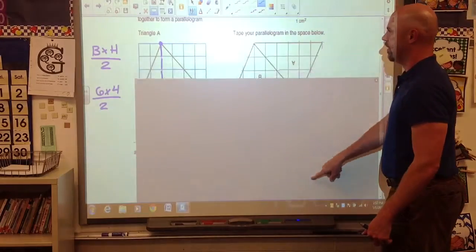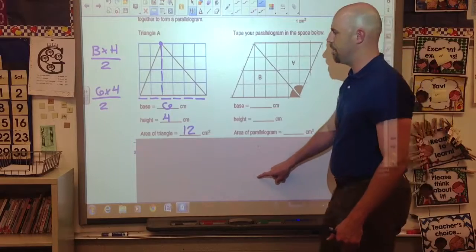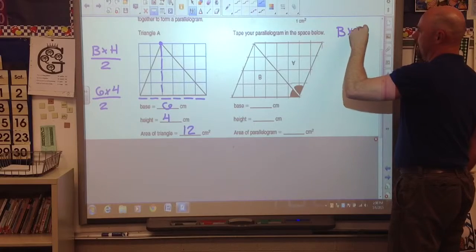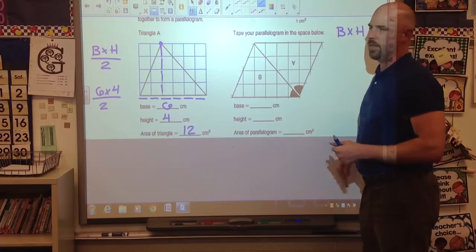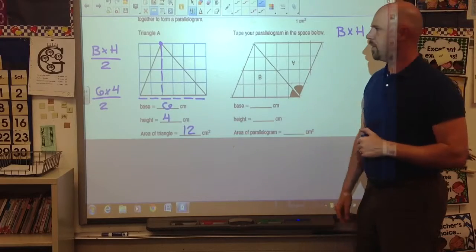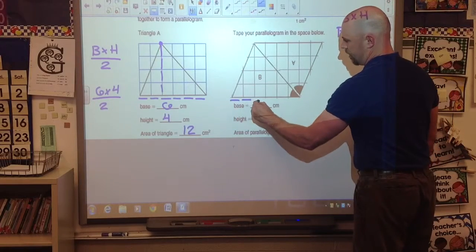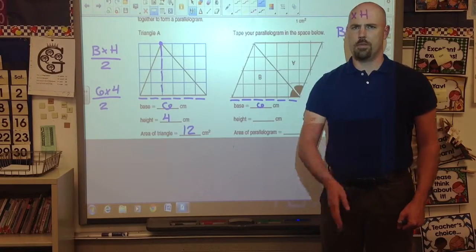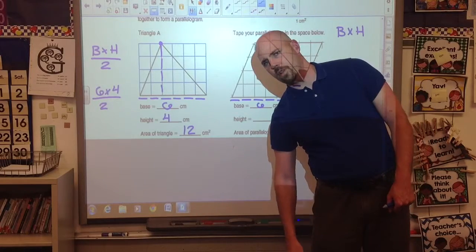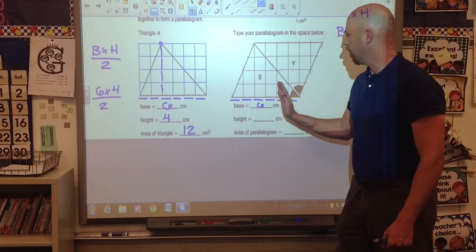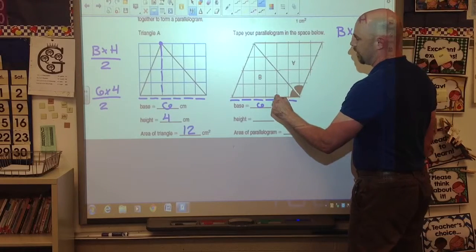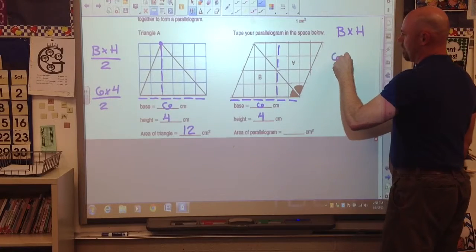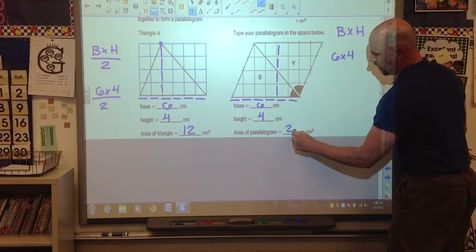Same thing as before. Let's take a look at this object here. I've already built it for you. Now remember, we were talking about base times height. This is a parallelogram, okay? Call it the slanted or the leaning rectangle. So our base, 1, 2, 3, 4, 5, 6. And remember, our height needs to be straight up and down. When you're measuring how tall somebody is, you don't measure them leaning over. We're not going to measure the leaning sides. We're going to go straight up from that line, almost form a T here. 1, 2, 3, 4. Base times height, 6 times 4 is 24.